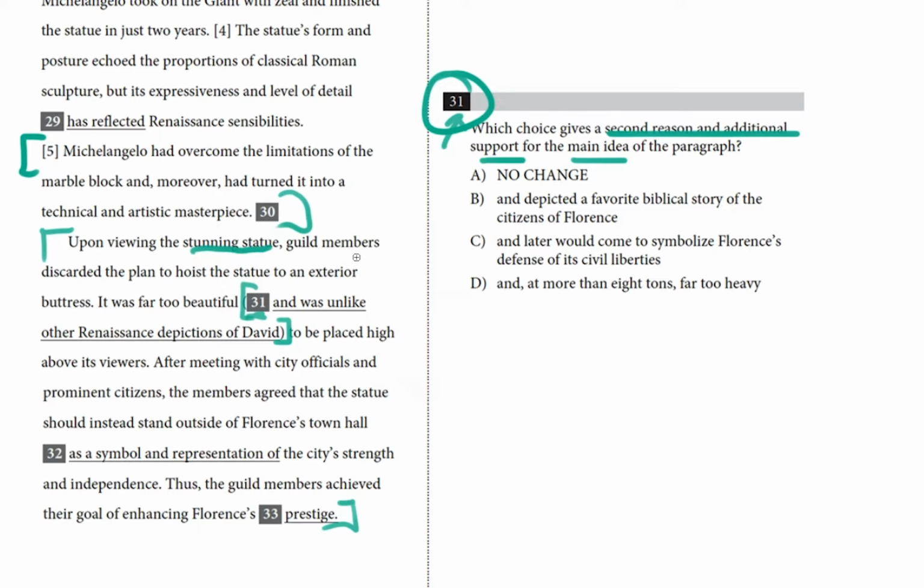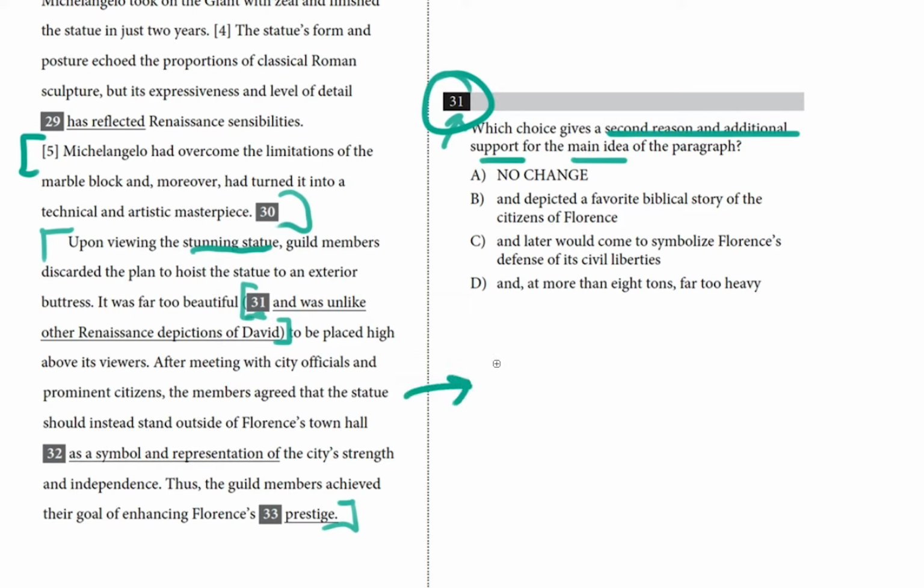After meeting with city officials and prominent citizens, the members agreed that the statue should instead stand outside of Florence's town hall as a symbol and representation of the city's strength and independence. Now that I look at it, that feels a little redundant to me. Symbol and representation of feels a little redundant. So I know what I'd be looking for when I get to question 32, which is a choice that doesn't say the same thing in 2 ways. Okay, let's continue. Thus, the guild members achieved their goal of enhancing Florence's prestige.